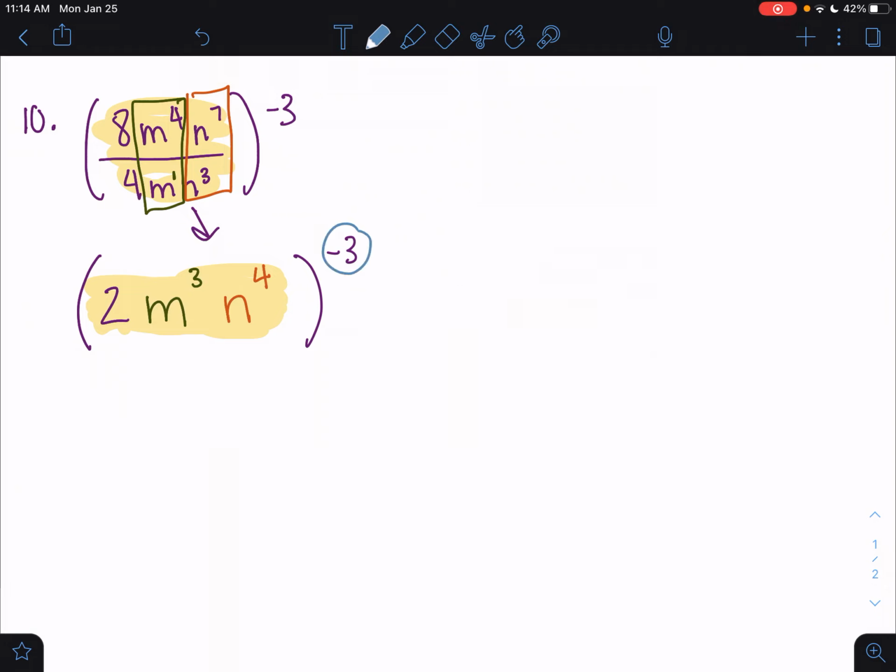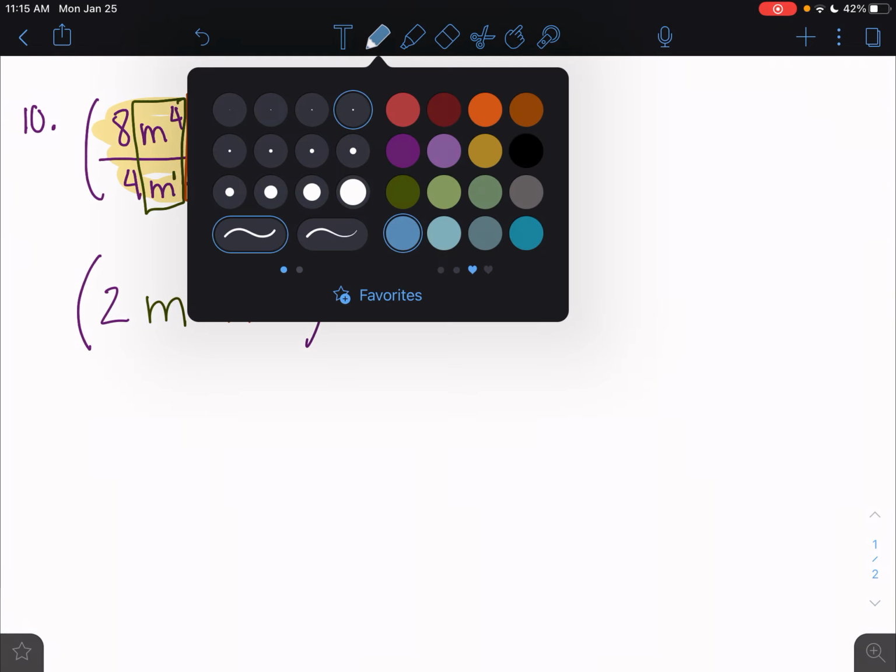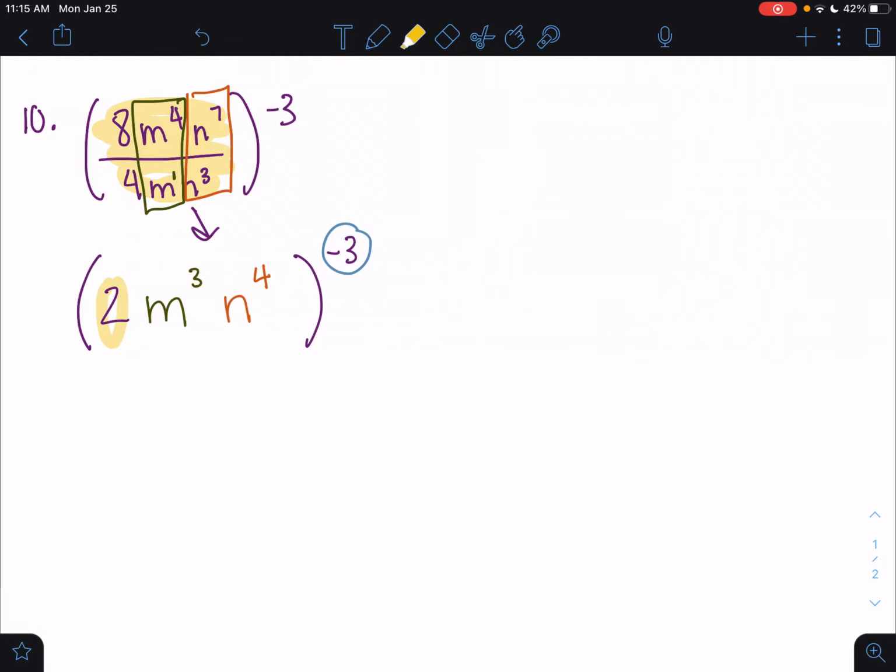Now we're going to apply this -3 to each term on the inside. And when I say each term, I want to show you what I mean by that. So people were getting confused on that too. So the number 2 is its own term. This m to the 3rd is its own term. And n to the 4th is its own term. So we're going to apply this to each of those. Some of you like to say kind of distributing it. That's kind of like what we're doing.